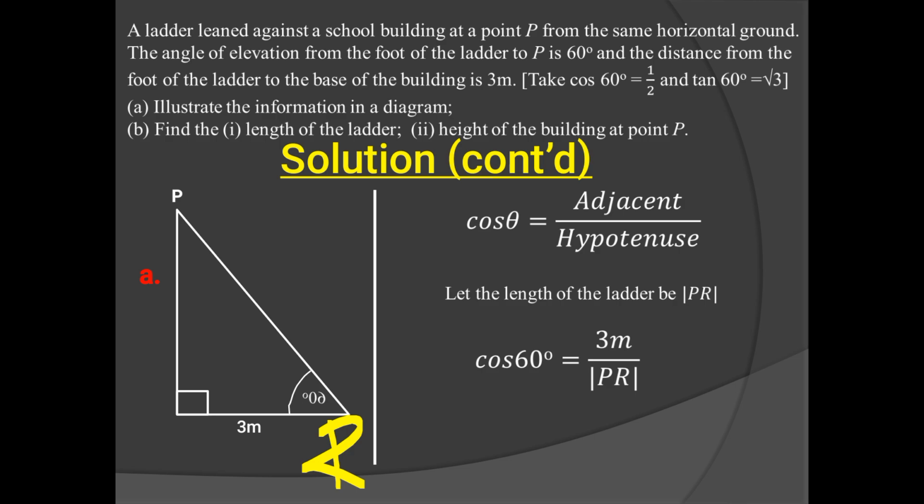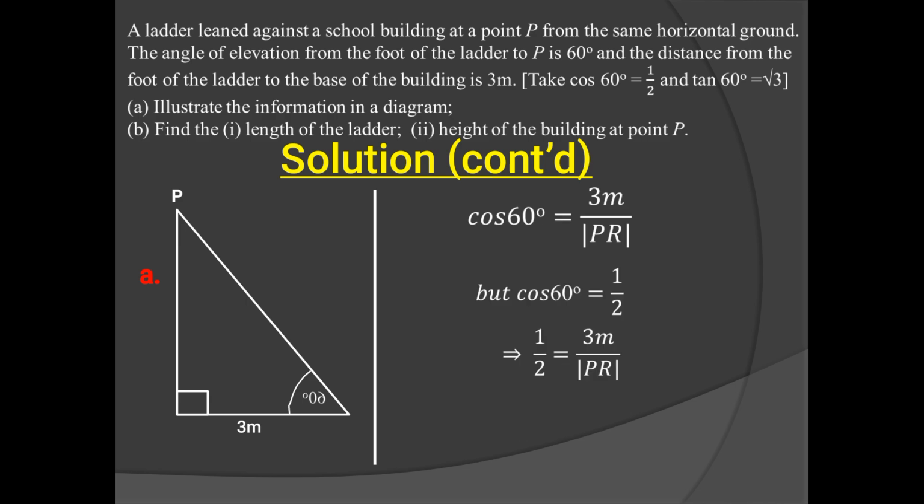So what is cos 60 degrees again? The question gave us right here: take cos 60 degrees to be 1 over 2. So where we see cos 60 degrees, you put 1 over 2. So we have 1 over 2 is equal to 3m over PR.